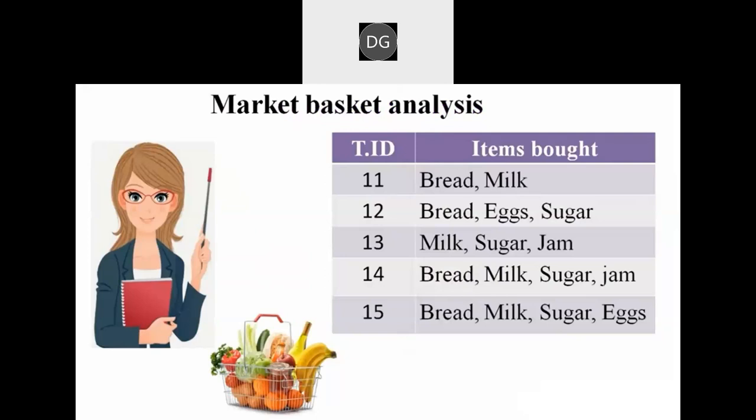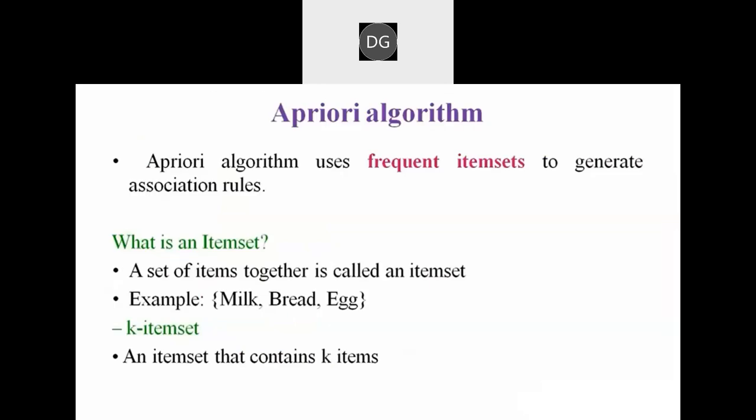Okay, and in the third transaction: milk, sugar and jam. Fourth transaction: bread, milk, sugar and jam. In the fifth transaction: bread, milk, sugar, eggs. Okay, then using this Apriori algorithm, we will find the frequent item sets.